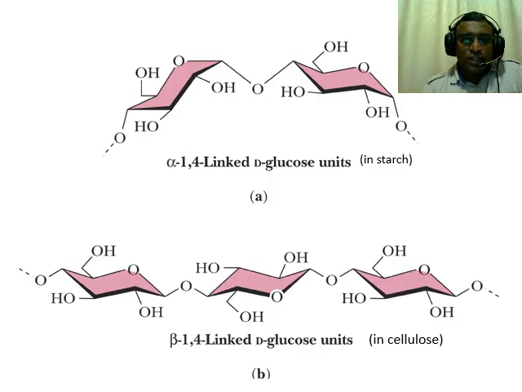Here is shown the difference between the starch component and the cellulose component. You can see that starch is made of alpha 1,4 glycosidic bonds, compared to cellulose, which is made up of beta 1,4 glycosidic bonds. That's the reason for the inability to digest cellulose in comparison to starch.